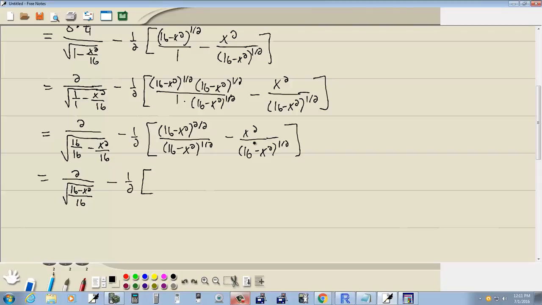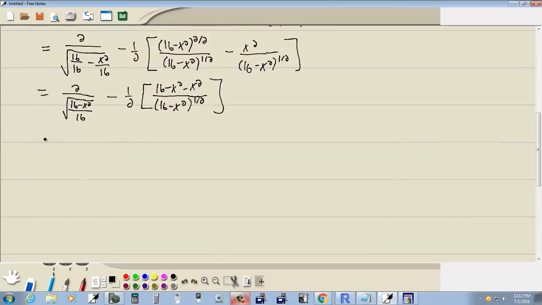Now here, I'm not going to combine these together. They got the same denominator, and this is 2 over 2, which is 1, so that basically drops away. So we're going to have 16 minus x squared over 16 minus x squared to the 1/2 power. Okay, then we got 2, and since we have a fraction inside of a radical, I can split it up. I can put a square root on top, and I'll put a square root on the bottom. Minus 1/2 times 16 minus 2x squared over 16 minus x squared to the 1/2.